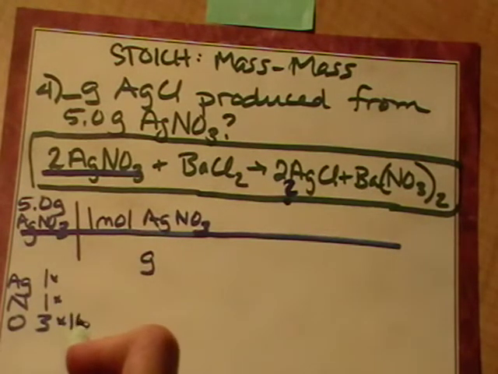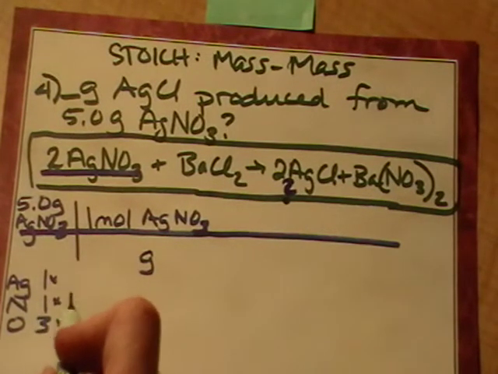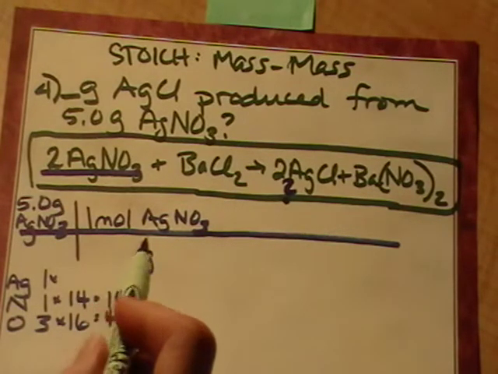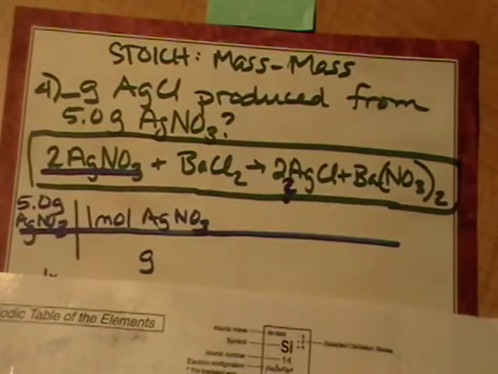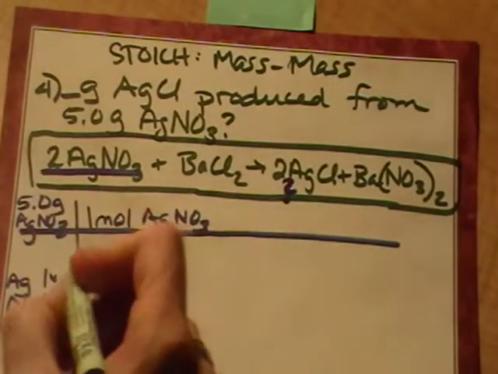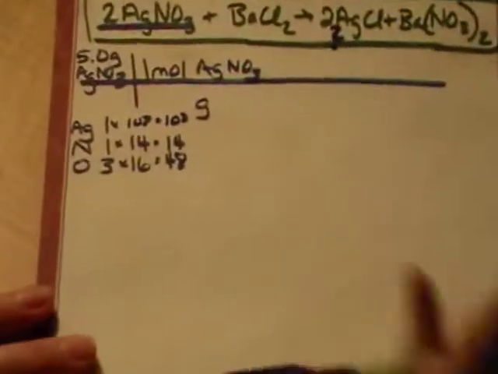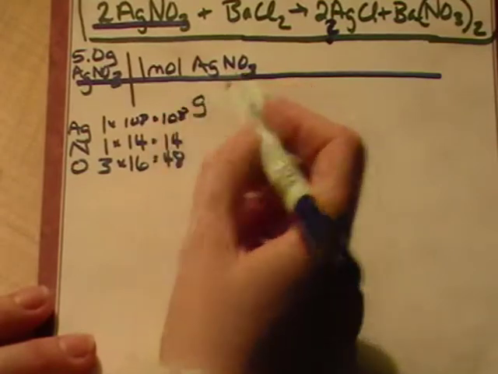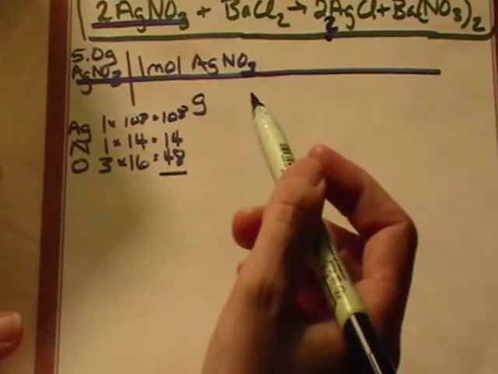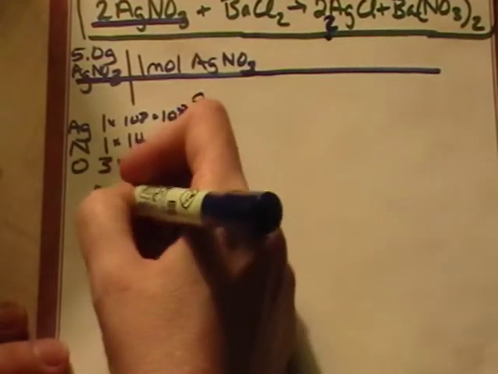So the mass of 3 oxygens is 48, and the mass of 1 nitrogen is 14, and the mass of 1 silver, I need to look up because I don't have that written down. So here we go. Oh, looks like 108. Okay, so that equals 108 grams. So what I'm going to do is take those 3 numbers, add them up, and I should get 170 grams of AgNO3.